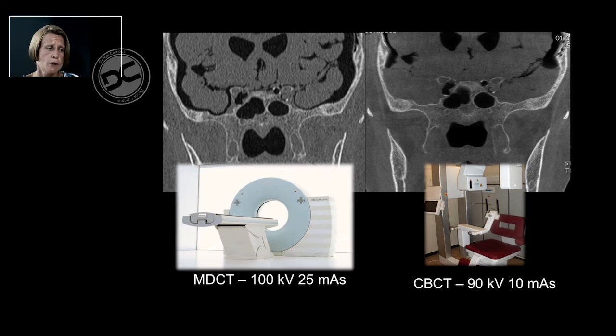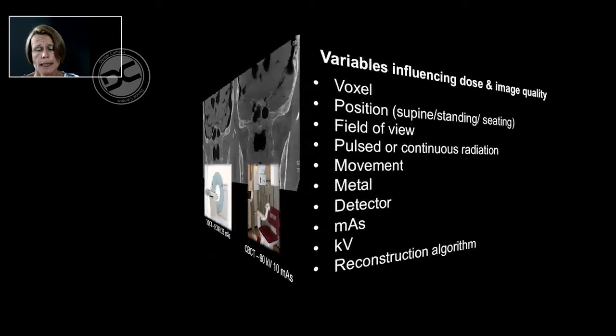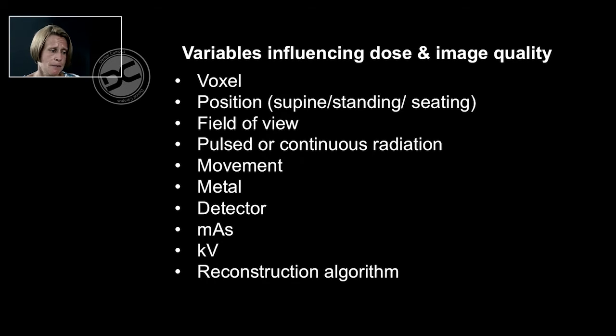Other variables which may influence dose and image quality in the cone beam CT are listed: voxel, the position of the patient, also the field of view, the fact whether the radiation is pulsed or continuous, the movement of the patient, the use of metals in the mouth, the kind of detector used in the cone beam CT, the parameter settings like the milliamperage, the seconds and the kilovoltage, and also, not to be underestimated, the reconstruction protocol.